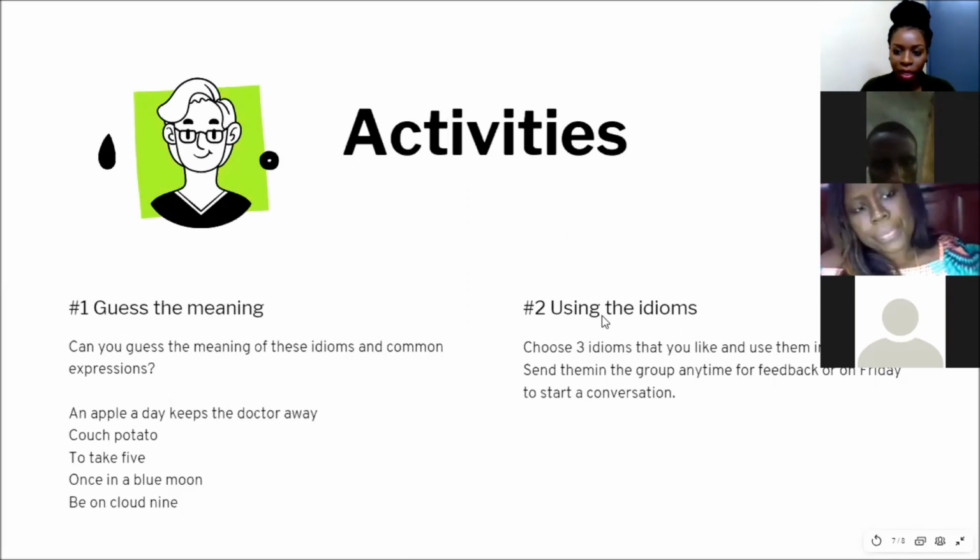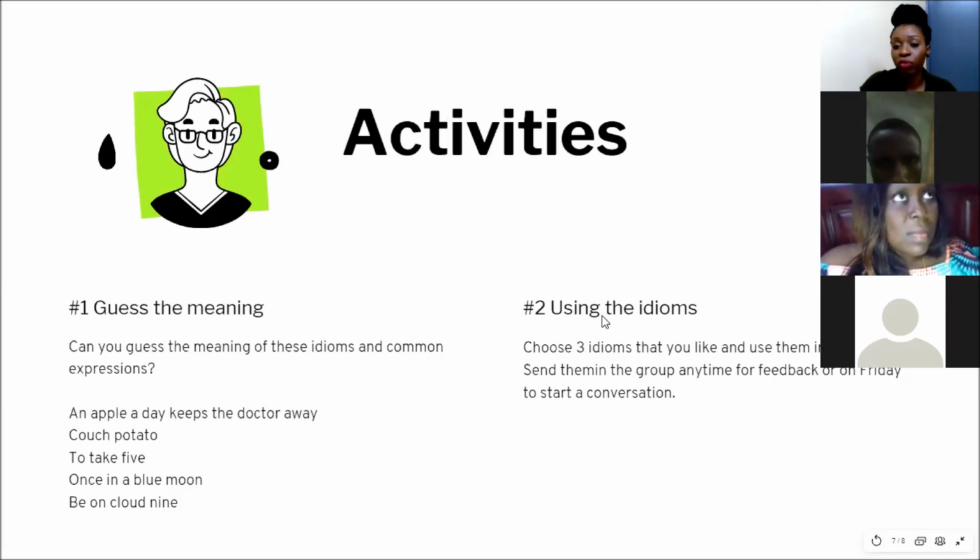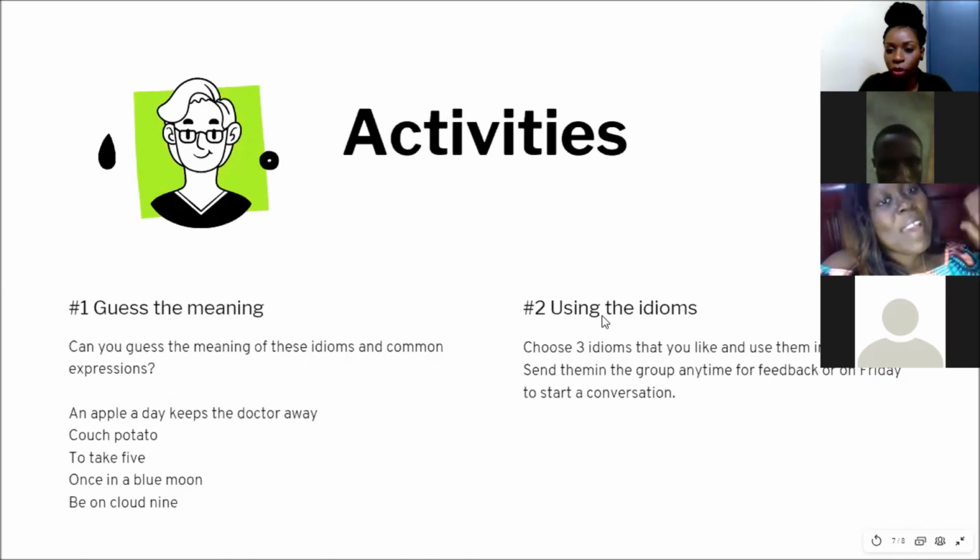Mais l'expression en anglais, ils vont juste dire, let's take 5, take 5. Donc, c'est comme si en français, on disait juste, OK, prenons 5. Donc, au fil du temps, c'est devenu une expression. Mais quand on entend prenons 5, ça veut juste dire, prenons 5 minutes de pause. Et des fois, ça peut être plus long.